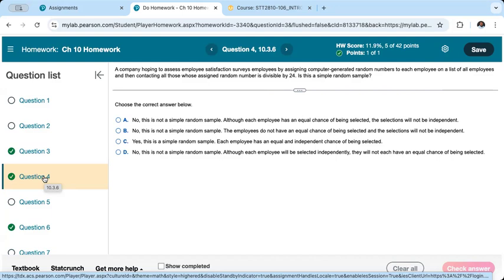Yeah, because I'm looking at it like it starts out with randomly generated numbers. You would think that it's a random sample, but then they only contact people who got numbers divisible by 24. So what do you think? Simple random sampling means that everybody should have an equal chance of being selected? Yeah, but if you pulled a number that's not divisible by 24, then you don't have a chance of being selected. Yes, correct, because you are choosing some. You can't choose everybody. Yeah, okay.